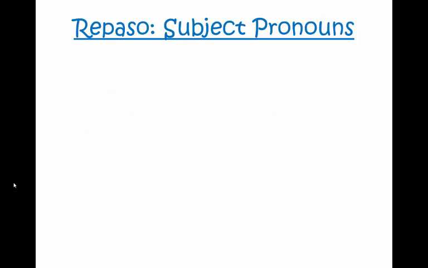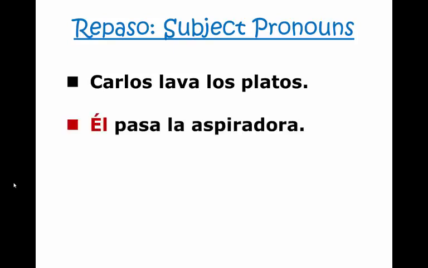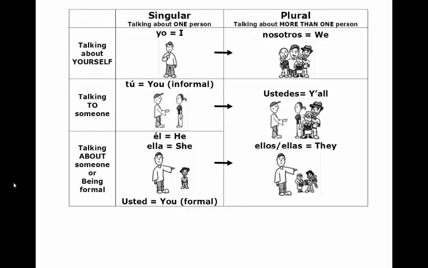Once you've established that we're talking about Carlos, so if I say Carlos lava los platos, from here on out, I could use the subject pronoun él to refer to he, as in Carlos. So he vacuums. Él pasa la aspiradora. Él hace la cama. So here the subject pronoun él replaces Carlos's name. So that's what we're going to be taking a look at today. Here are our subject pronouns.